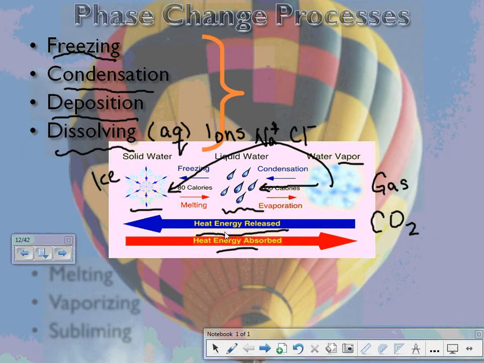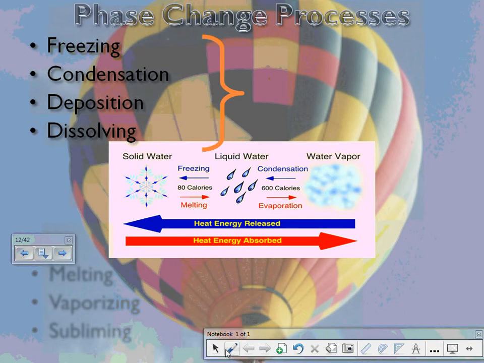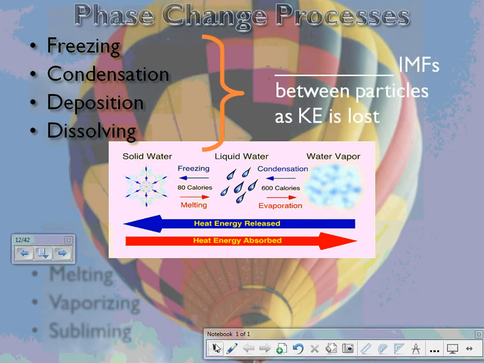To form a bond, it takes energy. To break a bond, it releases energy. So all of these processes that we've just described are processes that release energy. So in other words, what's happening when kinetic energy is lost means that the IMFs are going to be, what do you think, formed or broken?